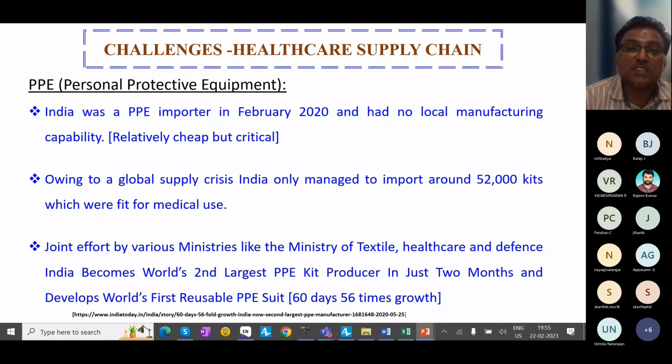And somehow at the time of crisis, India imported around 52,000 kits of PPE, medical kits, which were fit for medical use. But what happened immediately after that, you see, by the joint efforts of various ministries like Ministry of Textile, Healthcare, Defense. So they had a collaboration, and with that collaboration, India became the world's second largest PPE kit producer in just 2 months, and we developed the first reusable PPE kit. You see, this says that in 60 days, 56 times growth, right?